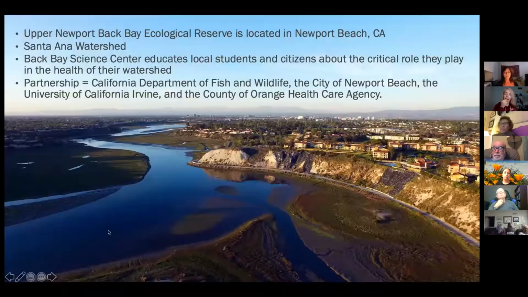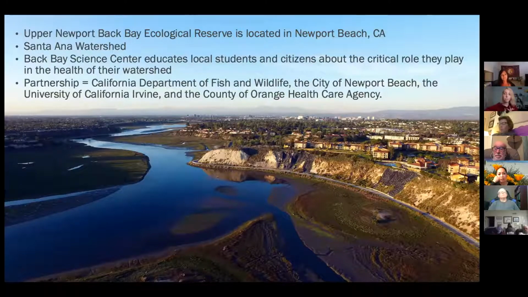So just a little bit of background about where we were working. Here is a really cool view of the Back Bay, Newport Back Bay. You can see Irvine back in the distance. You can see the Santa Ana Mountains. This is a part of the Santa Ana watershed. So it is where we're particularly located there.